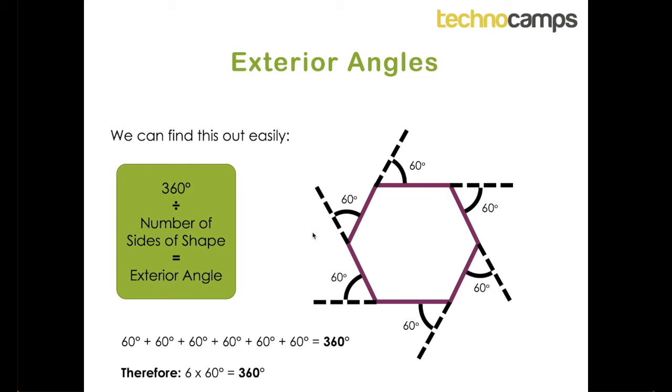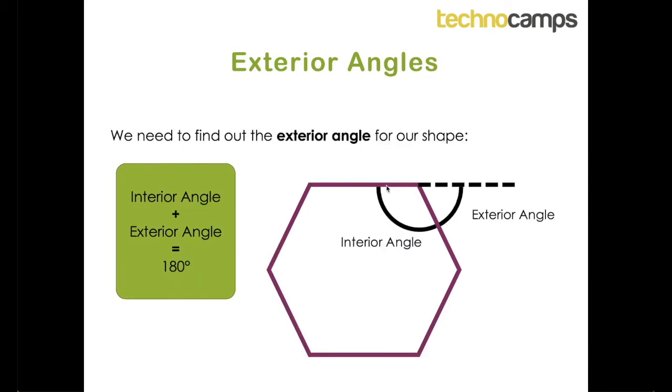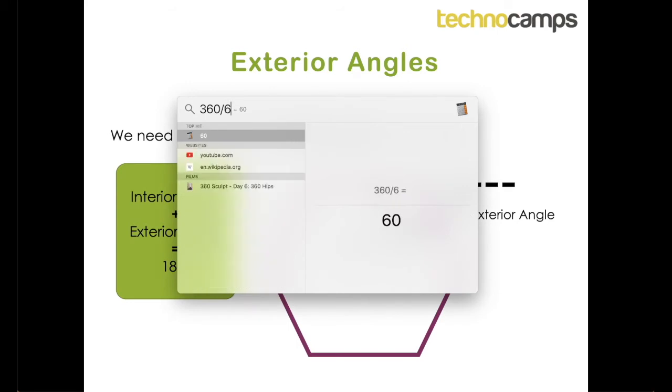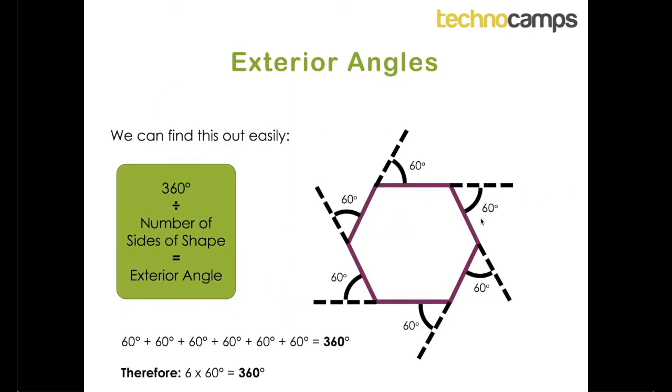So let's do an example. Let's go back, we've got a hexagon. We need to find out what the exterior angle is. So all we do is 360 divided by the number of sides, which is 6, and that equals 60 degrees. And there we are, 60 degrees.